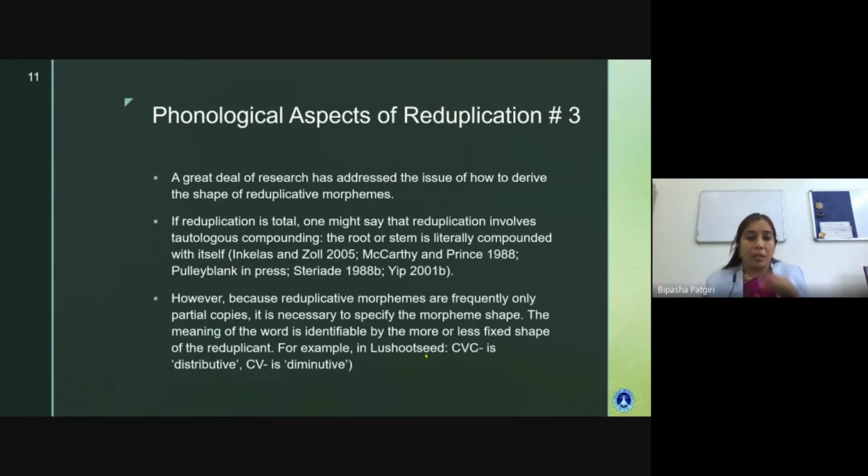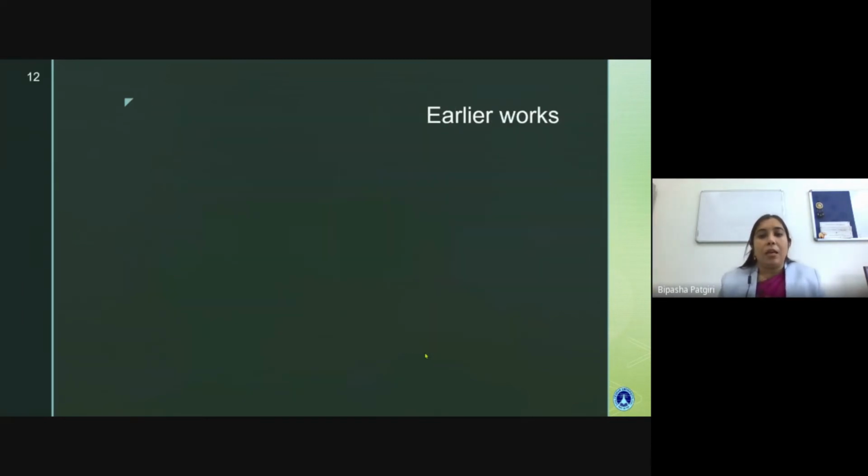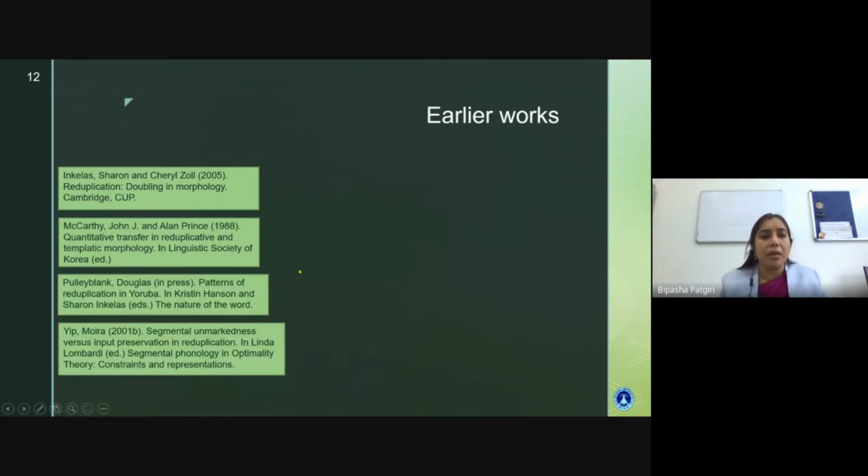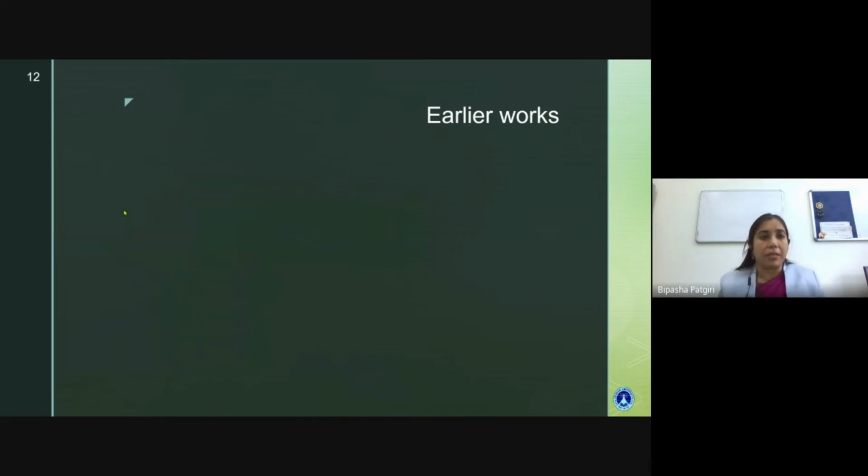Okay. So these are certain examples from other languages and some other literature. And here are some earlier works that have been listed, where many people have been discussing reduplication in terms of its phonology-morphology interface areas, which is our main area of discussion, as you can see on the screen.